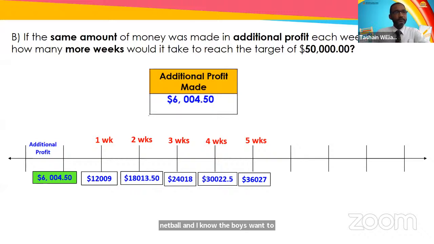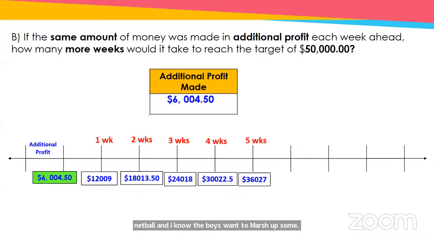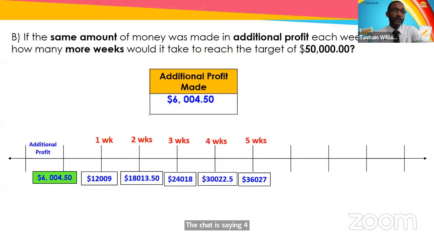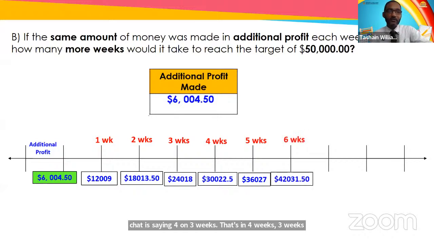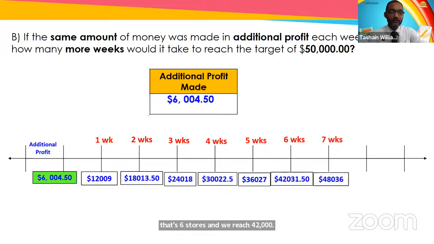in a month. The chat is saying 4 and 3 weeks. I've seen 4 weeks, 3 weeks. Right. Let's see how many more weeks. Add another 6,000. We reach 42,000. Add another 6,000. We reach 48,000. So boys and girls, we reach 7 more weeks. Have we reached the target yet?